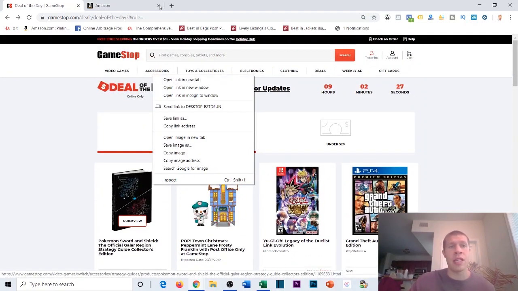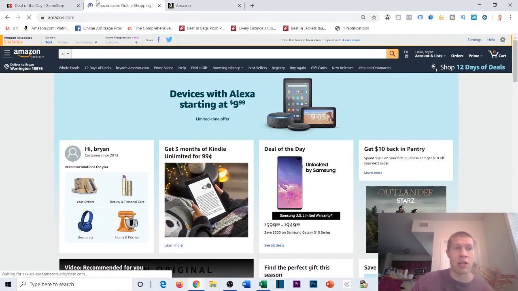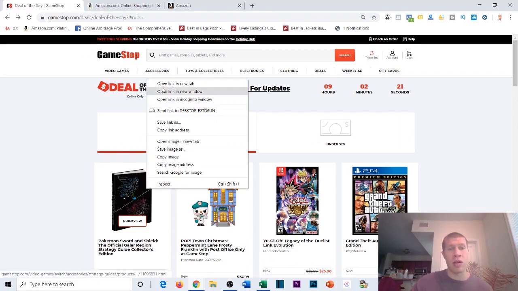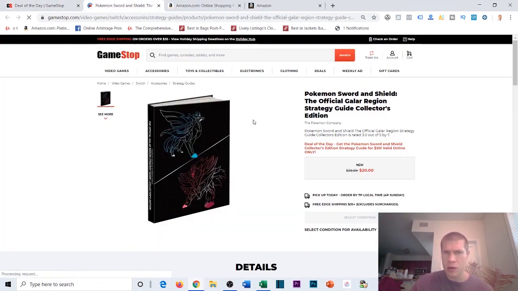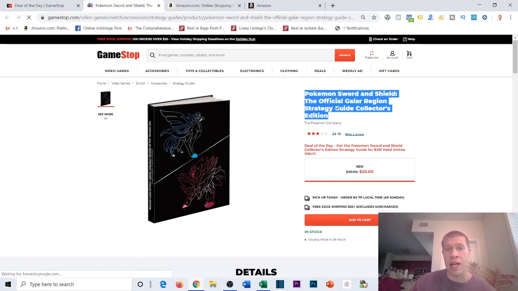So all I really need set up is Amazon Seller Central to see if I can sell it. I need Amazon.com so I can do my product research. I'm going to right click on each deal and open them up. So this one says it retails for about 40 bucks. I can potentially buy it on GameStop for 20 bucks.